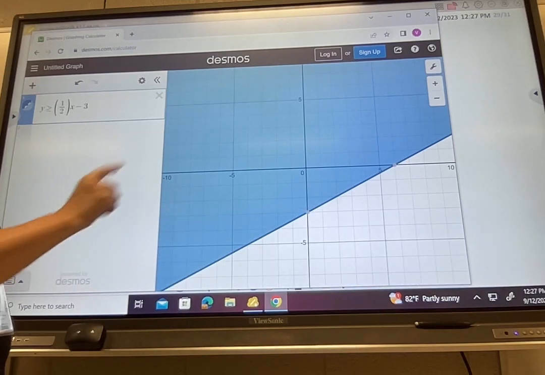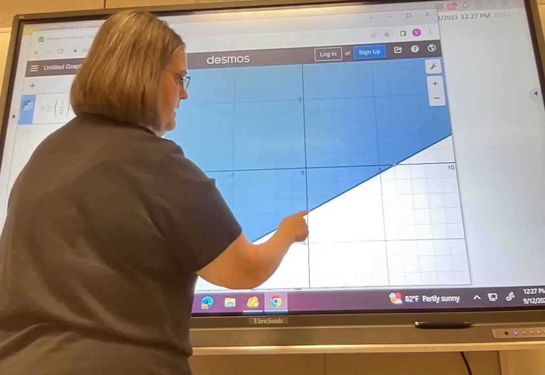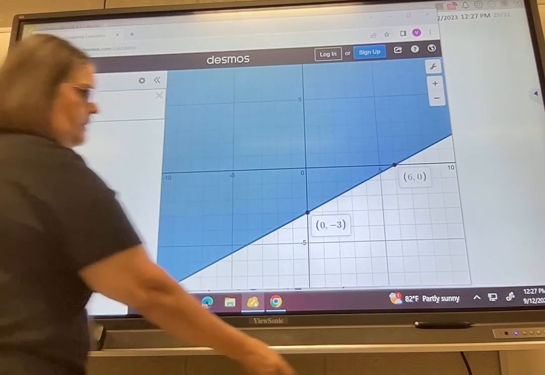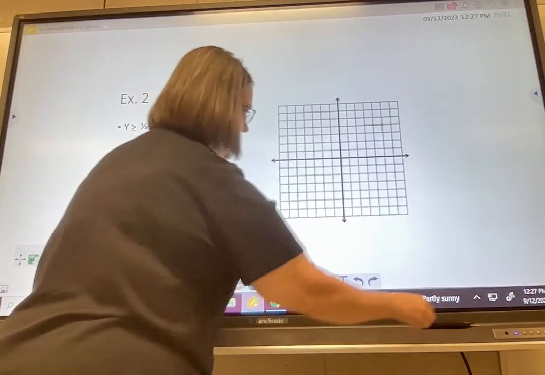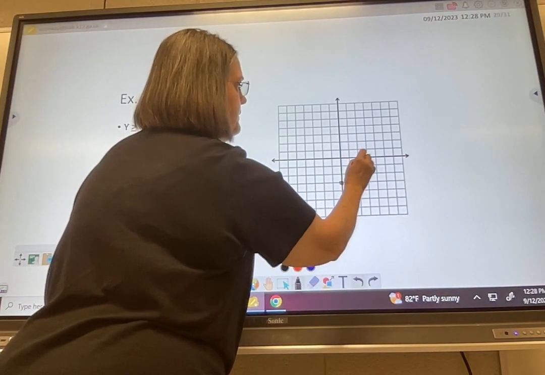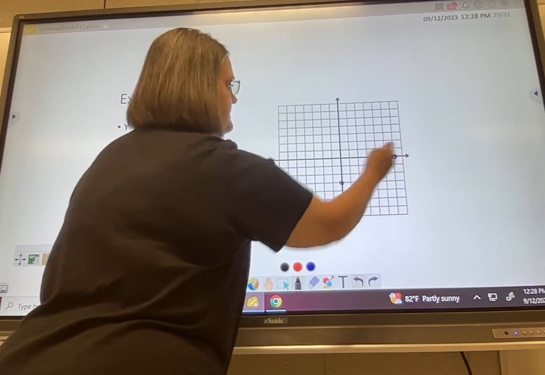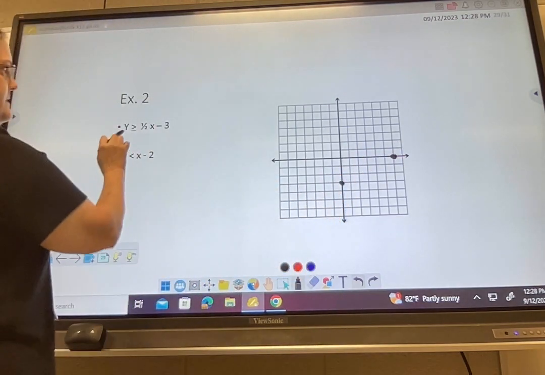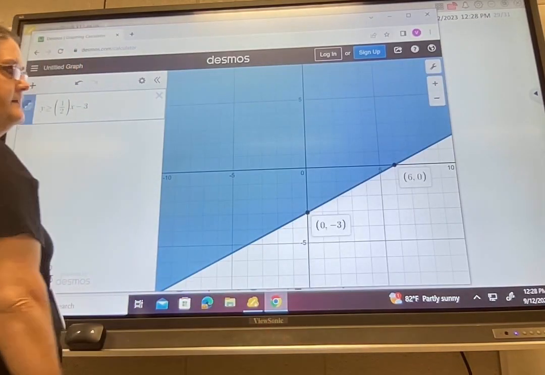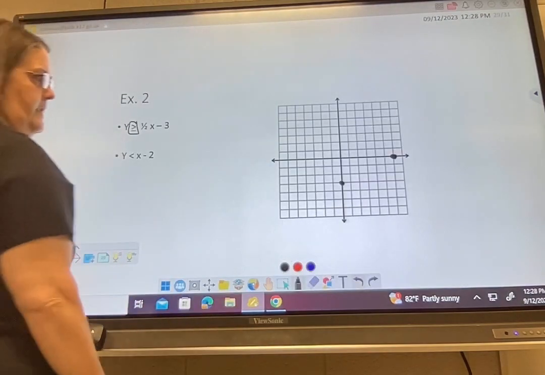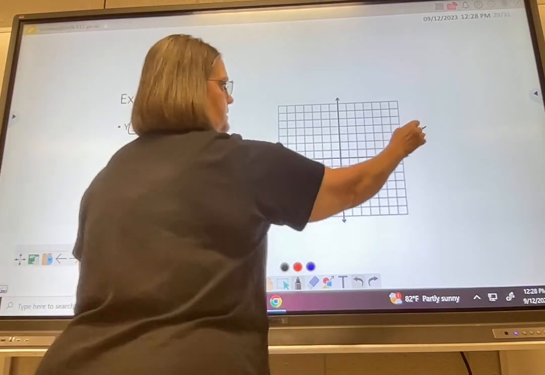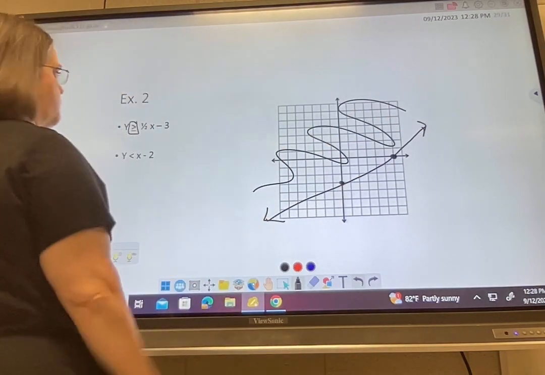Now, if you'll see this one, we have a point right here at 0, negative 3, and one at 6, 0. So let's put a point at 0, negative 3, and 6, 0. 1, 2, 3, 4, 5, 6. That's our first line, and it is solid because it's greater than or equal to. And I'm going to shade above the line, okay?